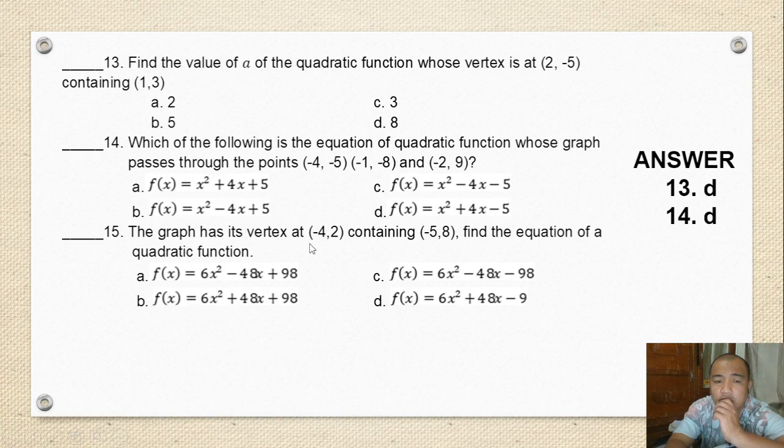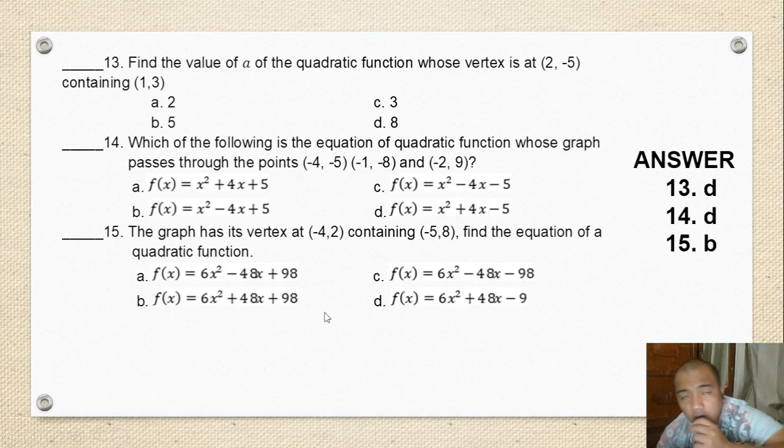Number 15, the graph has its vertex at (-4, 2) containing (-5, 8). Find the equation of the quadratic function. So this has the same procedure as in number 13. Only in number 13 we just solved for a, which is 8. But this time, aside from solving a, solve for the equation, which is equivalent to b. f of x equals 6x squared plus 48x plus 98.